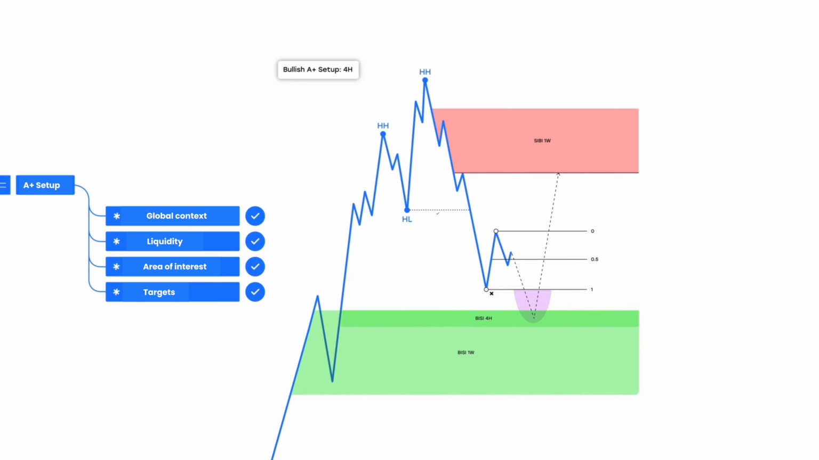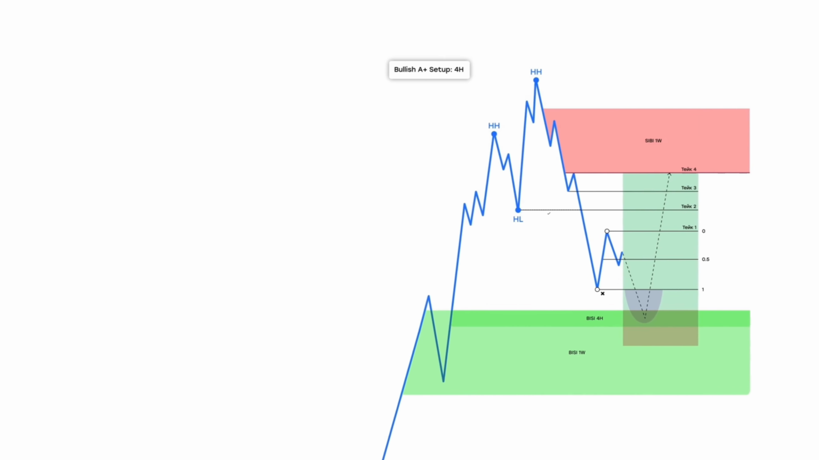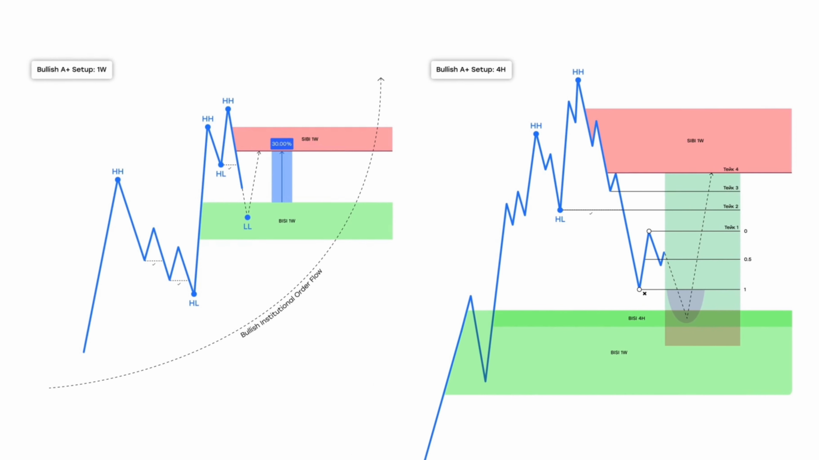A limit order is always placed at the start of the imbalance. The stop loss is set behind the second candle of the formation, and the final take profit is determined from the higher time frame. Most often, this is the beginning of the opposing bearish imbalance. Intermediate targets are mandatory. They are placed at local liquidity pools and problematic zones. This secures the position and guarantees profit in situations where the direction is chosen correctly, but the final target is not reached. This is what a high-quality and simple bullish A+ setup looks like.